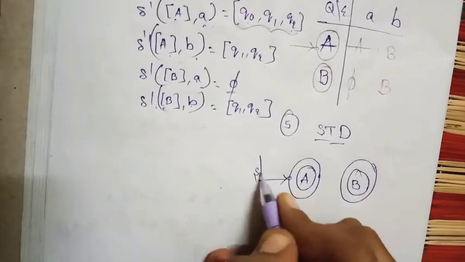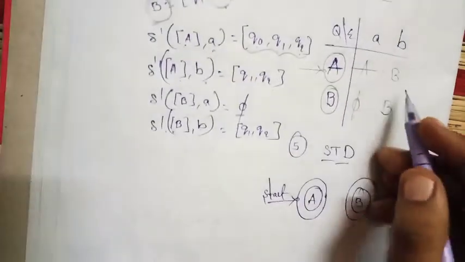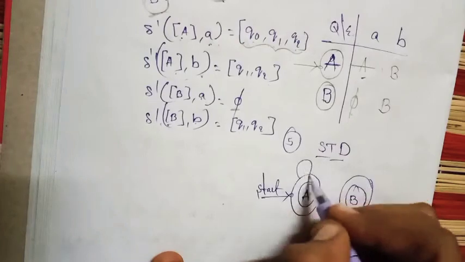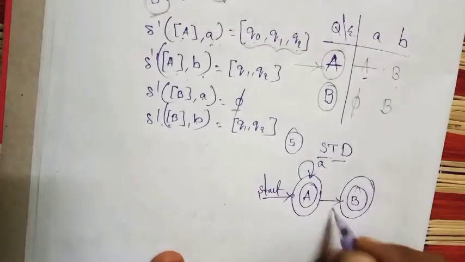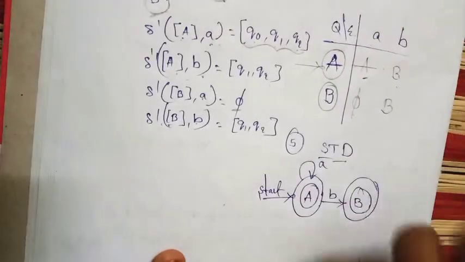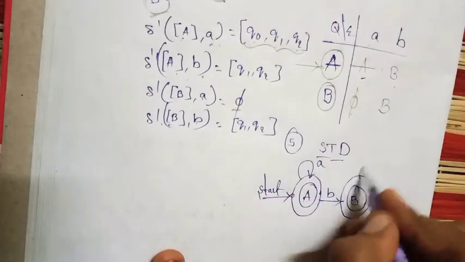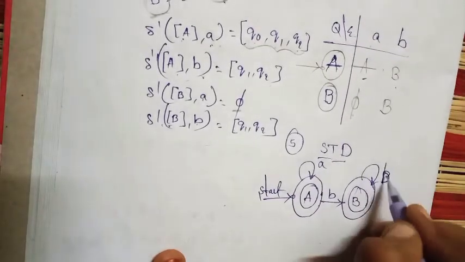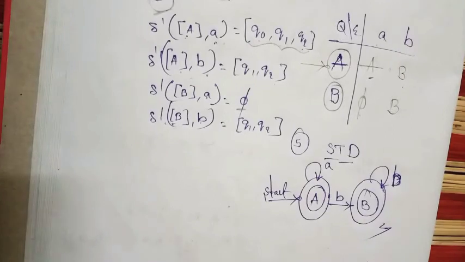It is starting. Then here, guys, A of A is A. A of B is B. B of A is phi, so we need not represent anything. B of B is B, small b, guys. See, guys, this is the output we expected.